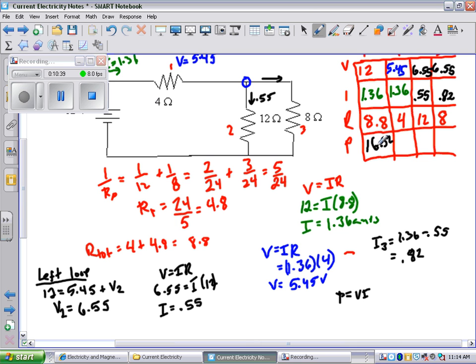Now, if I multiply each of these V's times the I's, I will get the power for each one. I've done that, and I got values of 7.41, 3.6, and 5.37. There are some rounding errors, but the powers all have to add. So if you add the 7.41 plus 3.6 plus 5.37, you'll get about 16.32. So that's a check.